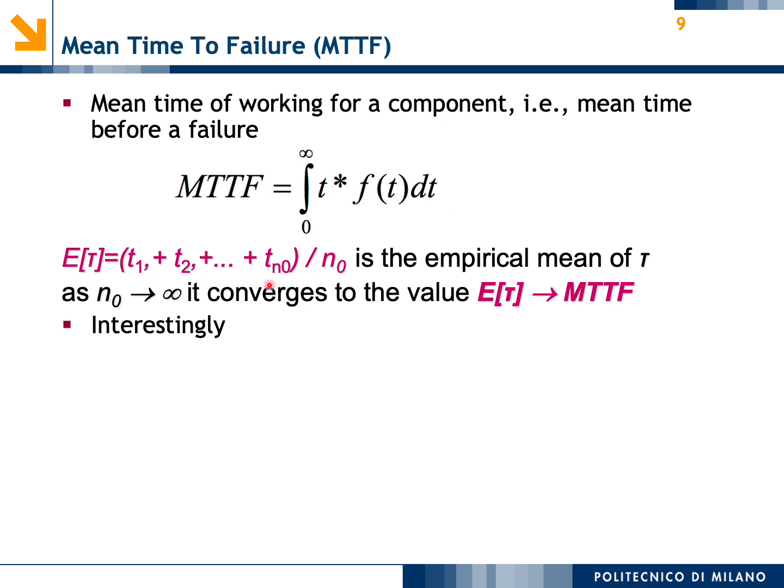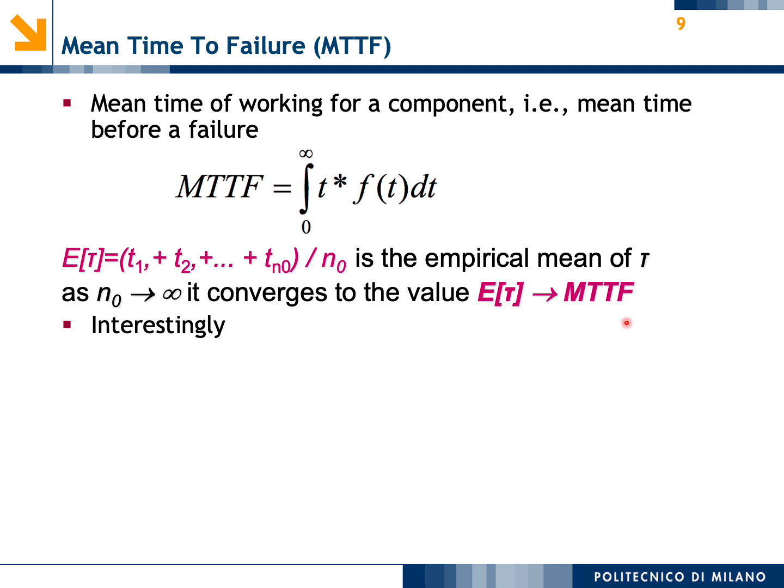In an empirical way, if we have n0 identical components, we can calculate the mean time to failure by summing the time of each failure and then dividing by n0. For n0 that goes to infinity, this value converges to the mean time to failure.